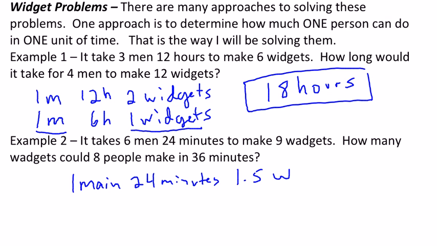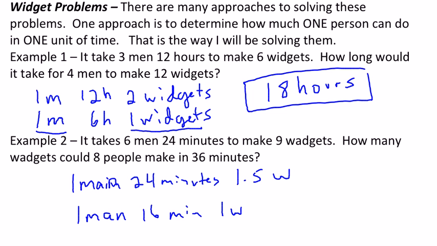Well, if 1 man can make 1.5 widgets in 24 minutes, then, if you wanted to try to get some 1s, we could divide 24 by 1.5, and it turns out that divides pretty nicely. So 1 man would take 16 minutes to make 1 widget, because if 1 widget takes 16 minutes and a half widget would take 8 minutes, so 24 minutes for 1.5 widgets.